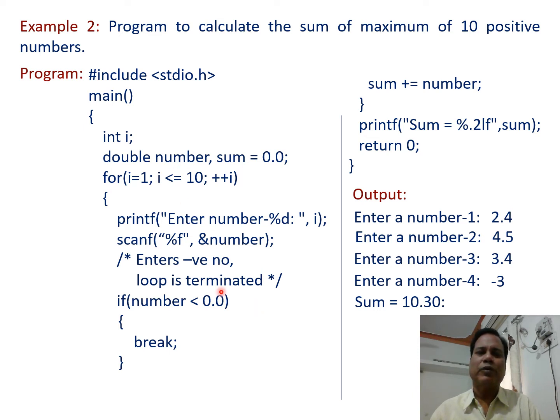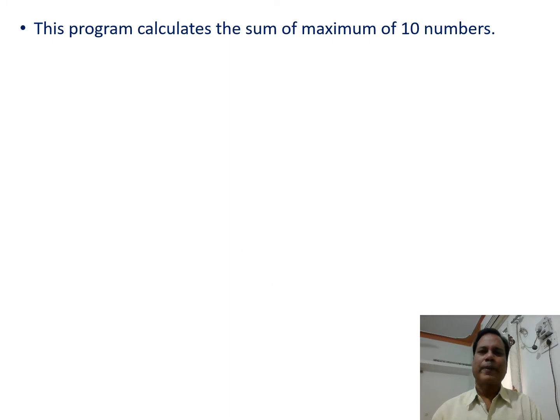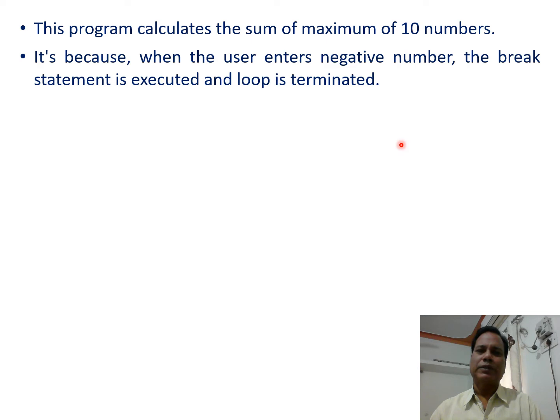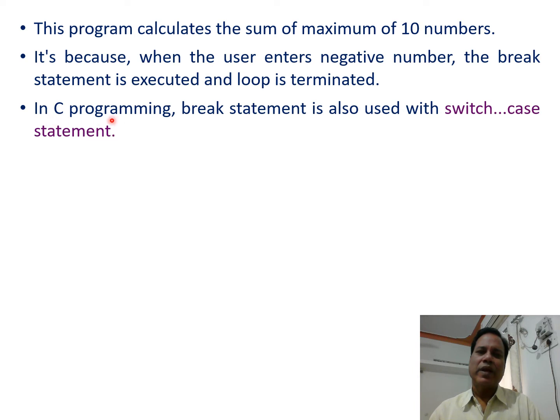So this program also displays the use of the break statement. This program calculates the sum of a maximum of 10 numbers. It's because when the user enters a negative number, the break statement is executed and the loop is terminated. In C programming, the break statement is also used with the switch case statement.